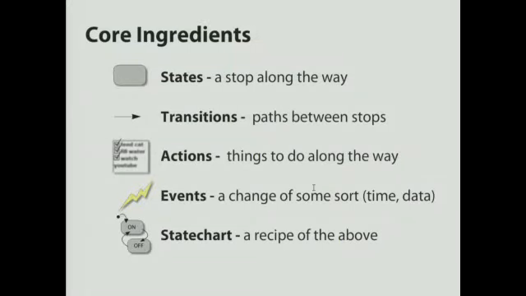These are the basic ingredients, and I'm slightly modifying the UML spec to make it more interesting. States are these roundish blocks, and they're any place along the way that takes more than a finite period of time. Transitions are between the states, and they take no time, essentially, from the application's perspective. We have actions, which are things that you do along the way. Events are a change of some sort. In the end, we mix all those together, and we have something called a state chart.